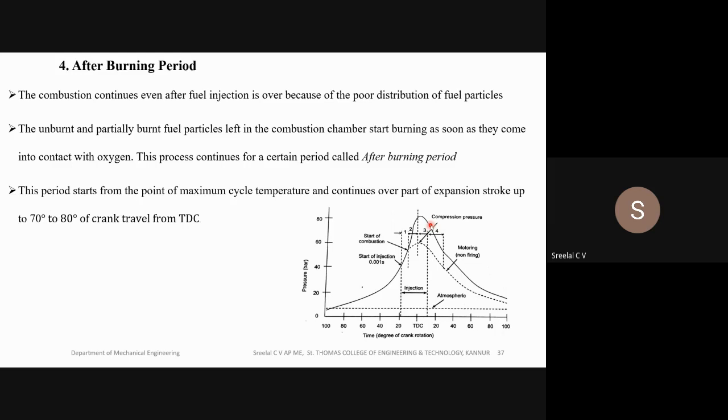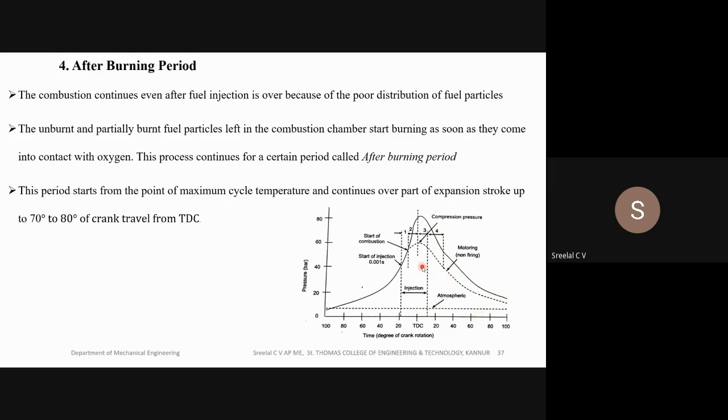Okay, understood. So it will start from the maximum cycle temperature, that is here, and it will extend over a crank angle of 70 to 80 degrees from the TDC. It starts from the maximum cycle temperature and continues till 70 to 80 degrees of crank travel from the TDC. Okay, so these were the things.